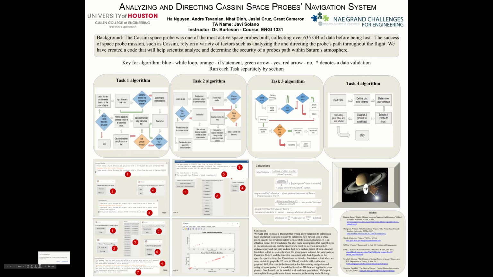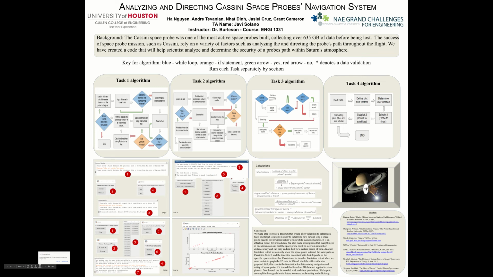We were able to create a program that would allow scientists to select ideal fuels and target locations in order to determine how far and how long a space probe needs to travel within Saturn's ring, while avoiding hazards. It's an effective model for the limited data we had. We also made assumptions that everything is in one dimension and that the space probe must be a certain distance away and can only endure dust for a limited period of time.